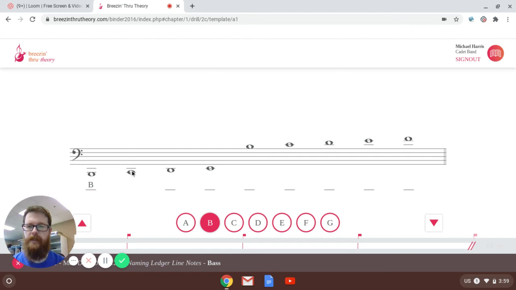Let's figure out this note together. If the bottom line is a G, the space below it would be an F. The line below that would be an E. The space below that would be a D. And so this note will be a C.